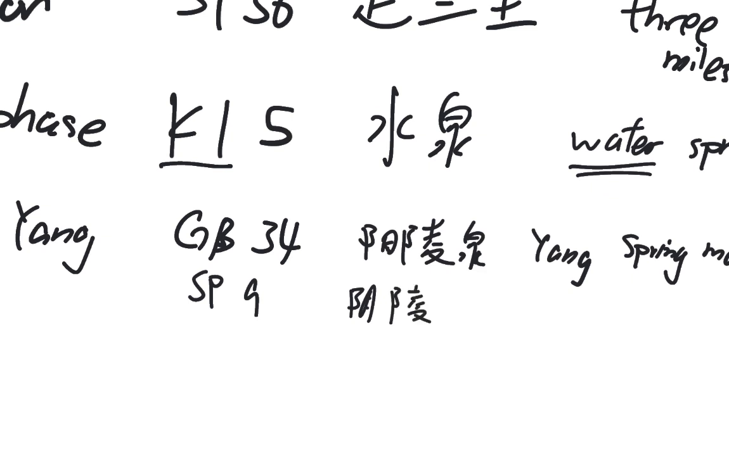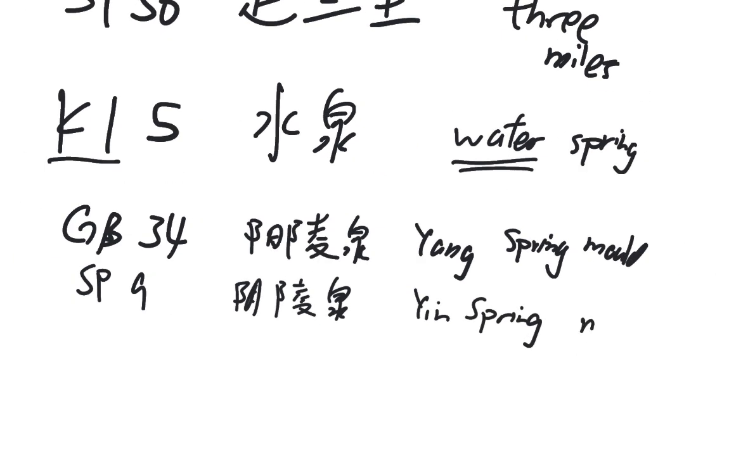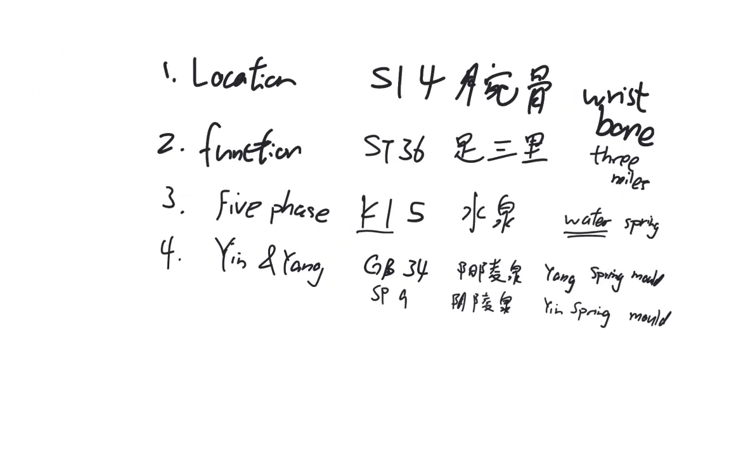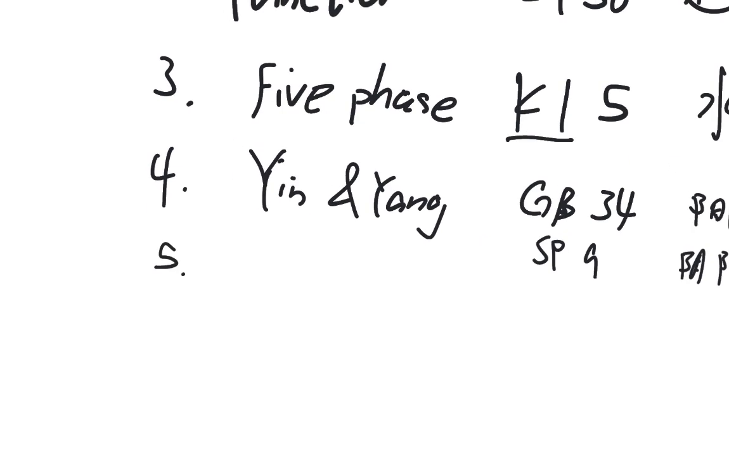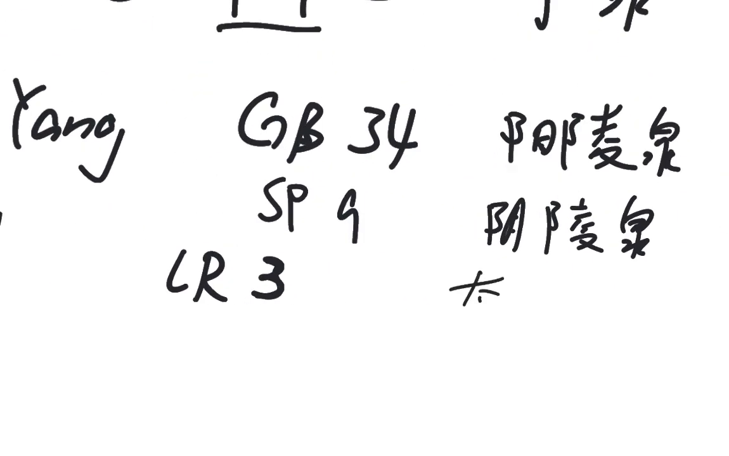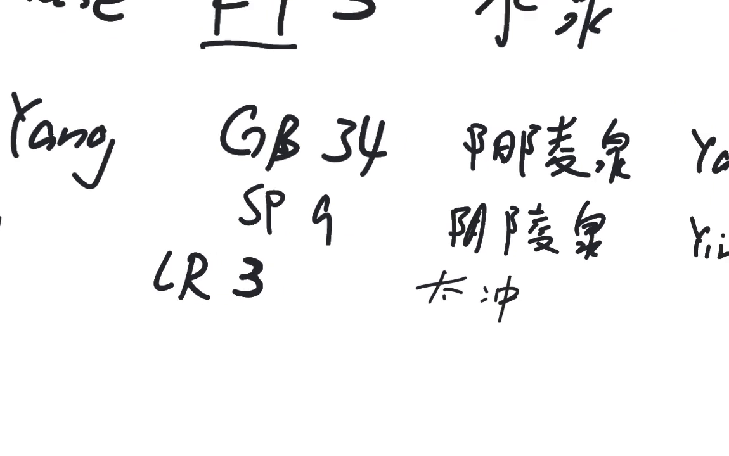And that one's called the yin spring molding. Now the last one is called aetiology channel. The channel, for example, level 3 is called greater flush.